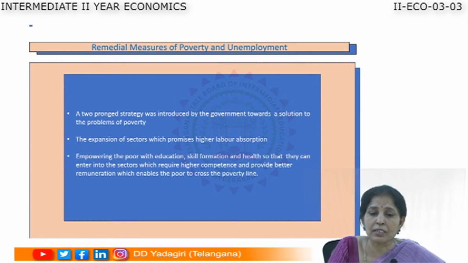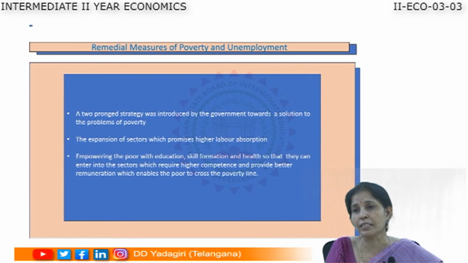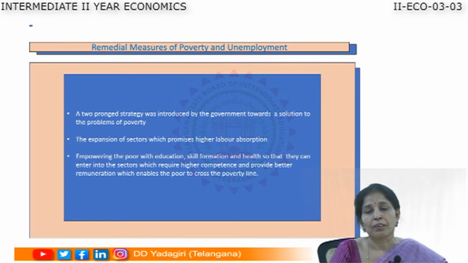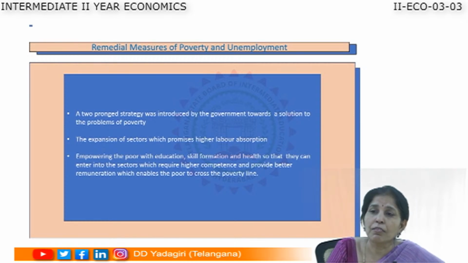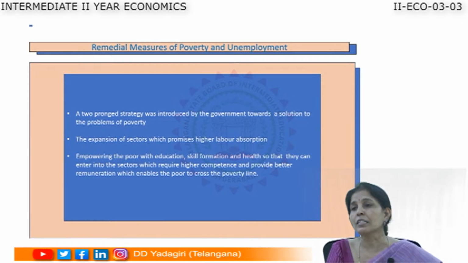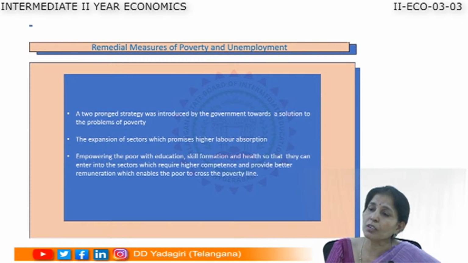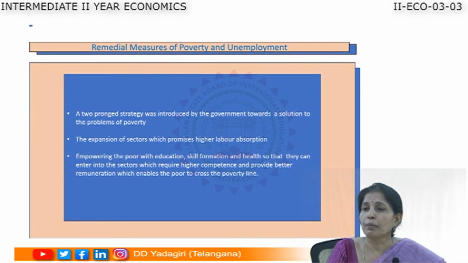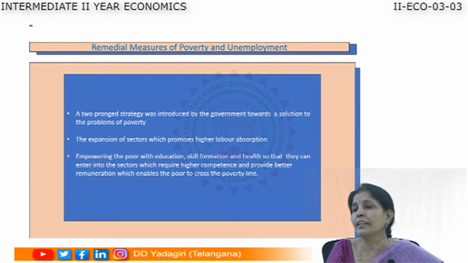So if the tertiary sector, the service sector, is creating more employment opportunities, the government should emphasize expanding that particular sector. But at the same time, we cannot afford to ignore the other sectors. So expand the sector which promises to create more employment opportunities. The next one is to empower the poor with education, skill formation and health so that they can enter the sectors which require higher competence and provide better remuneration.